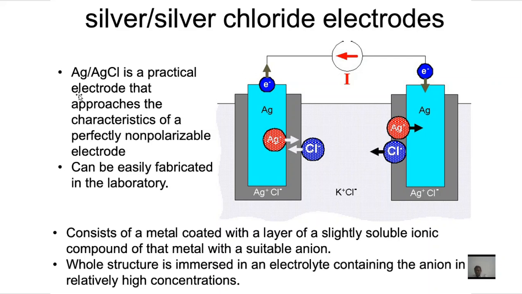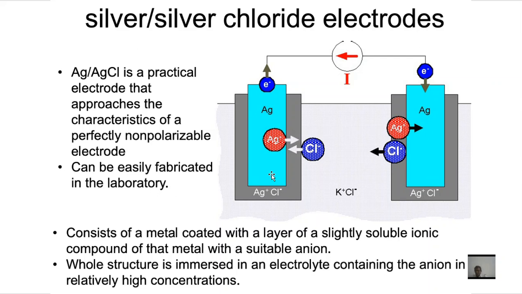AgCl is a practical electrode. The silver chloride electrode is a practical electrode that approaches the characteristics of a perfectly non-polarizable electrode. It can be easily fabricated in the laboratory. This diagram explains how we can fabricate the silver chloride electrode.